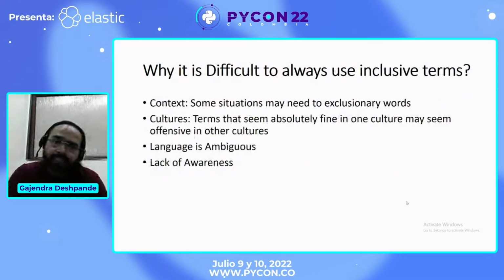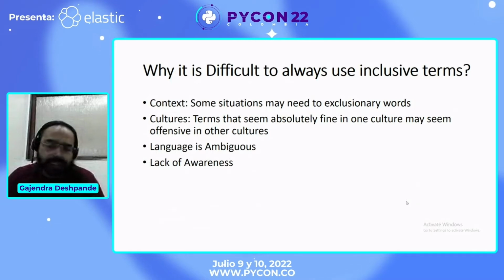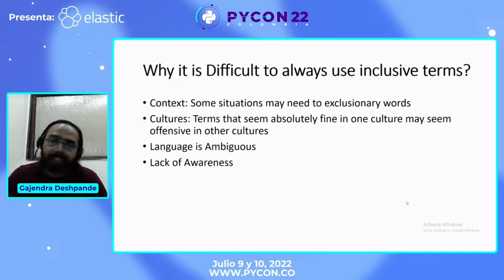Now, why is it difficult to always use inclusive terms? It is the context. In some situations we use exclusionary words, say, for literary works. For example, an author who is writing a book or a novel is showcasing some character. In that case, it may become necessary to use exclusionary words which are associated with that particular character. Maybe in some film or in drama, right? There are characters for which it becomes necessary to use exclusionary words. So you can't avoid them.